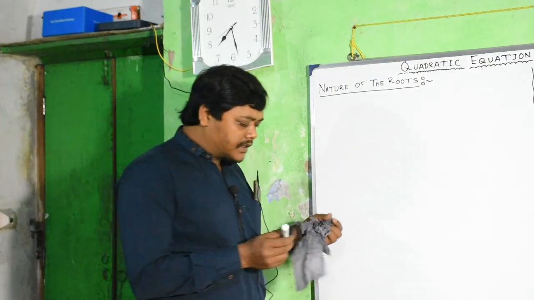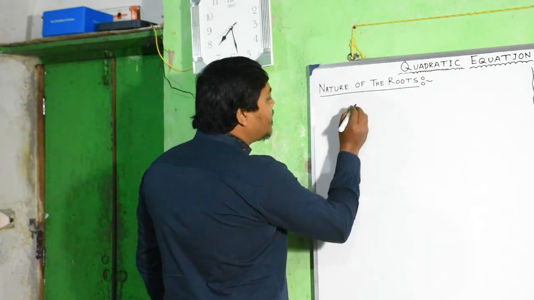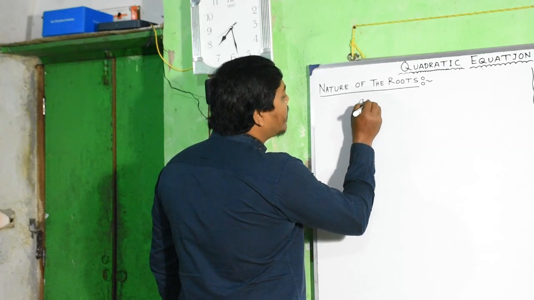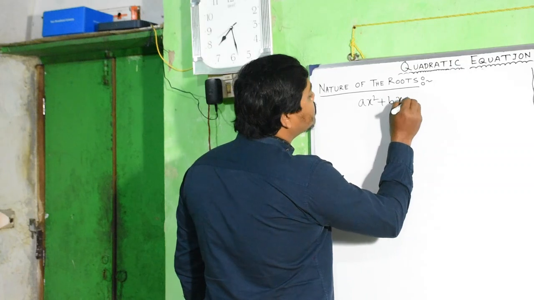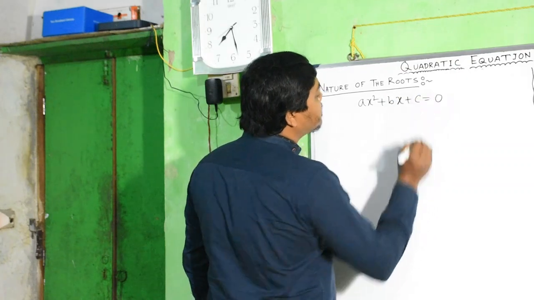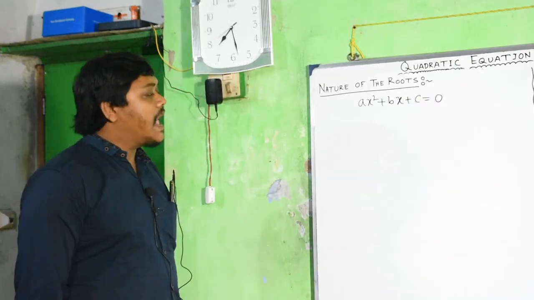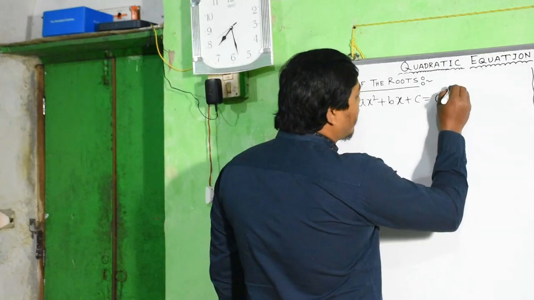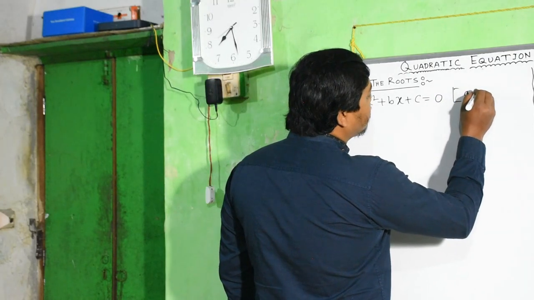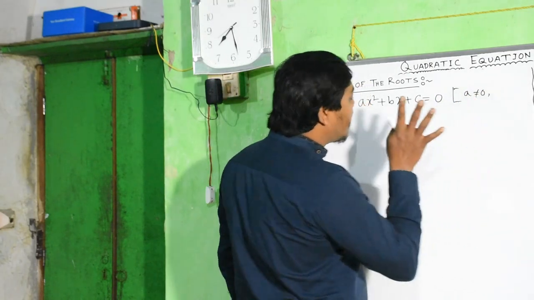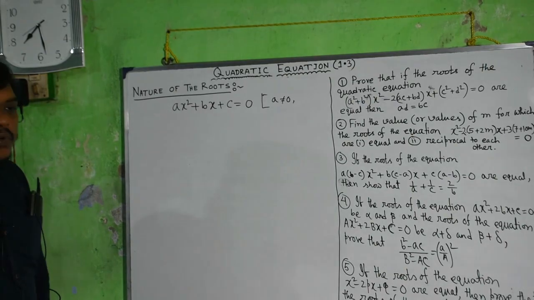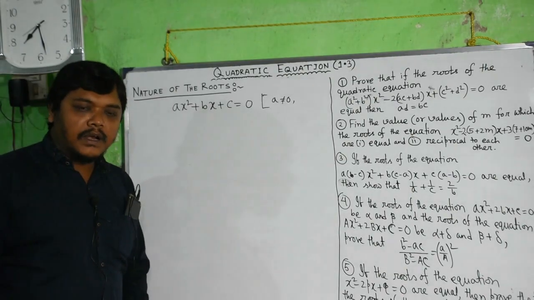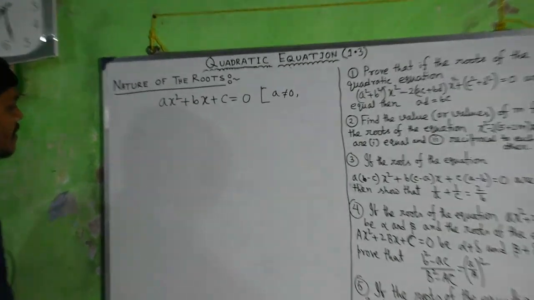We have already discussed, if the quadratic equation is ax square plus bx plus c equals 0, where a is not equal to 0, and you can consider a, b, c not equal to 0 here. This is the general form of the quadratic equation. So what are the roots of the quadratic equation? We have already discussed this.